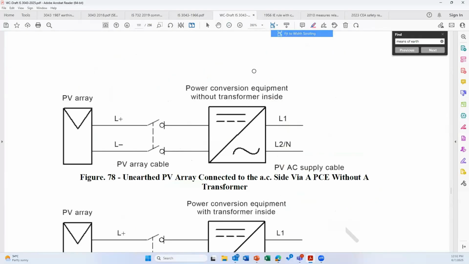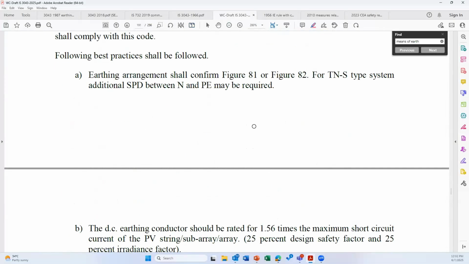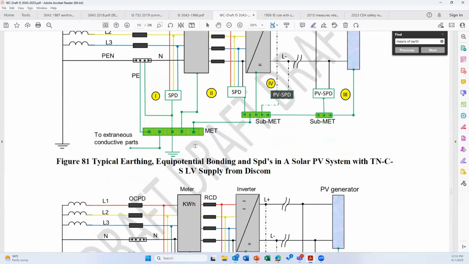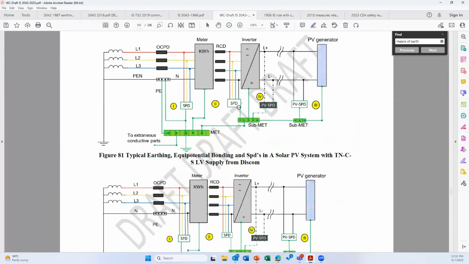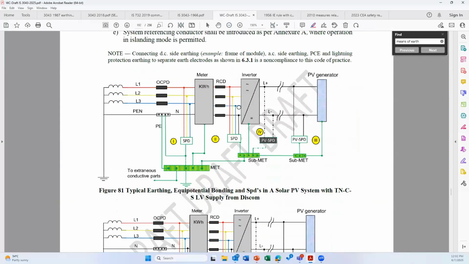Similarly, for solar PV, you can see here the figure 81. You see so many figures are being included in this particular standard. Solar PV, again a confusing subject. Several of our documents say DC side separate earth pit, AC side separate earth pit, lightning protection separate earth pit. Like this, it's so confusing, so many mistakes are being followed.